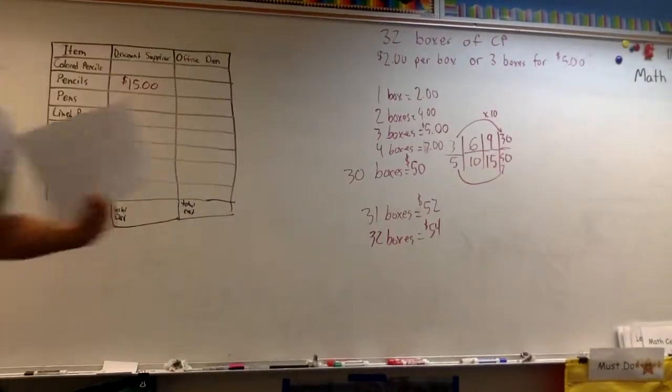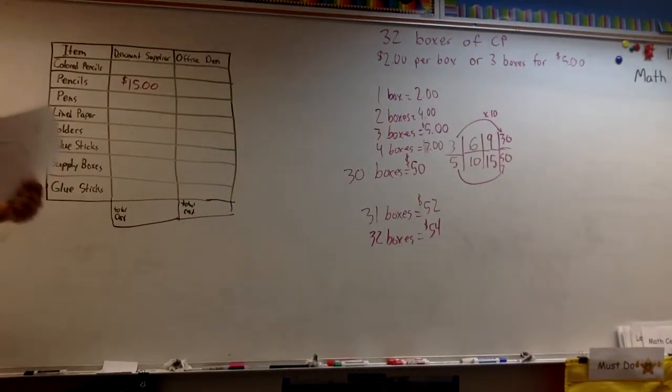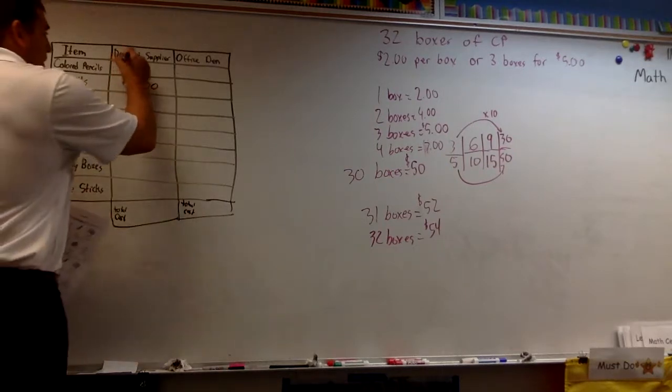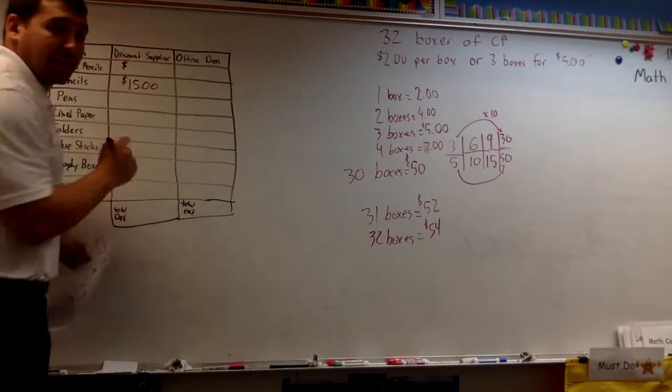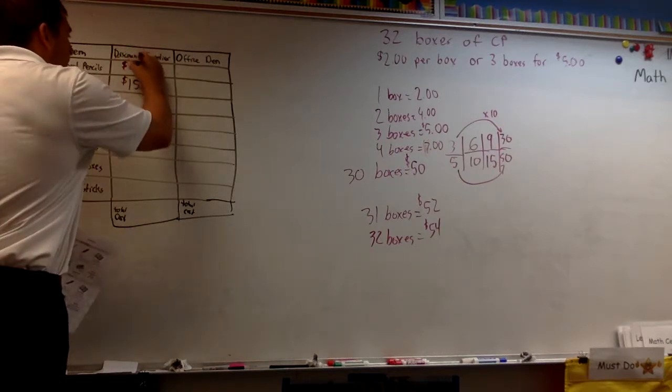Here's the fun part. Yeah, we got another thing. Woo-hoo! All right, let's write it in here. Oh, I think I made the dogs outside bark. They heard me howling. All right, colored pencils, $54.